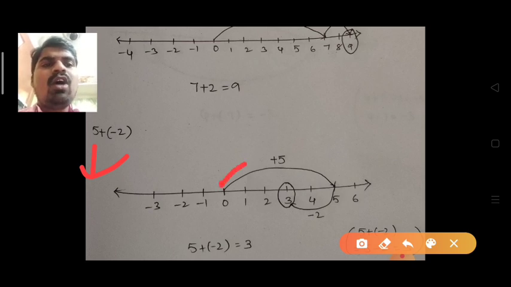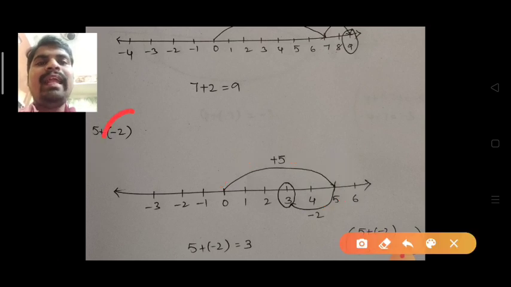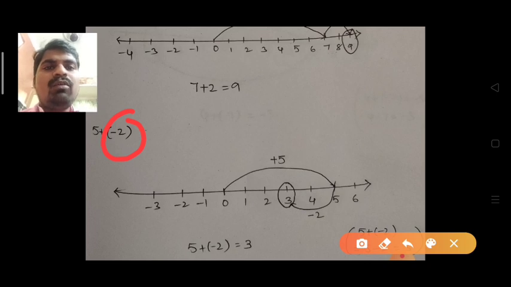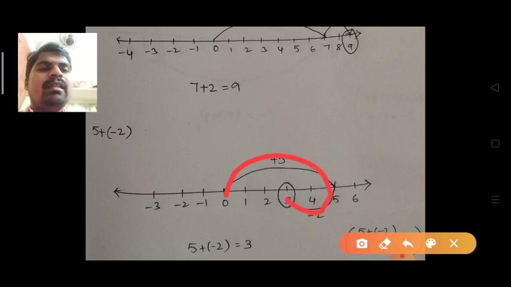So how many numbers? 5 numbers. So first step is finished. Now what is the main point here? 5. So next you have to add a negative integer, nothing but minus 2. Minus 2 means you have to move left side from the main point. Now the main point is what? 5. So from 5 you have to move 2 steps back left side, 1, 2. So what is the answer here? 3. So you observe first step and second step, here plus 5, here minus 2.